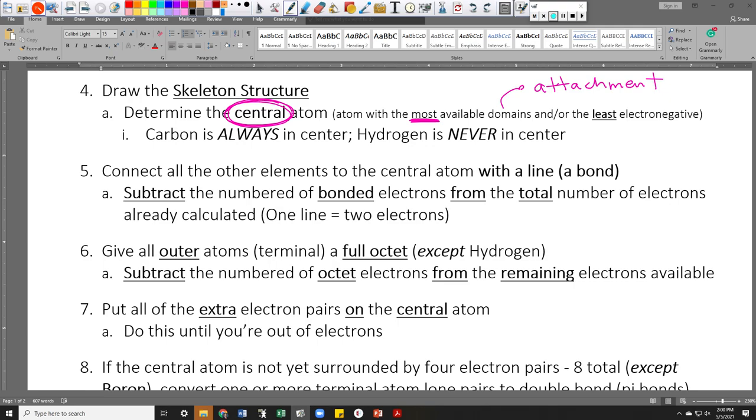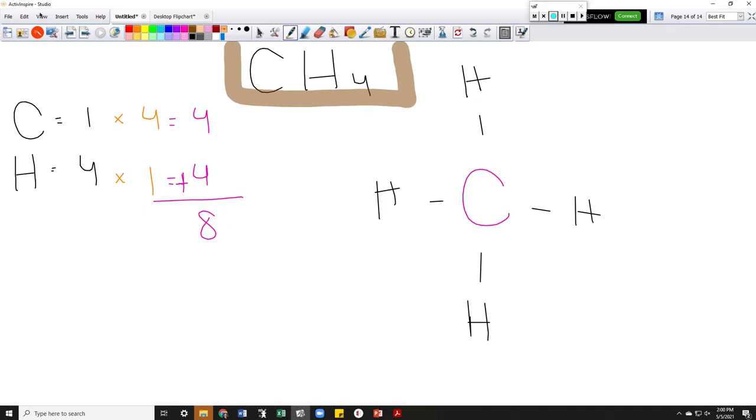Subtract the number of bonded electrons from the total. What was our total number? 8. Of electrons already calculated. And this is the important part. One line is how many electrons? 2. So come back over. How many lines do I have? 4. So how many electrons do I have? 8. So 8 minus 8 is what? 0. I'm out of electrons. They're all gone. They're all done.